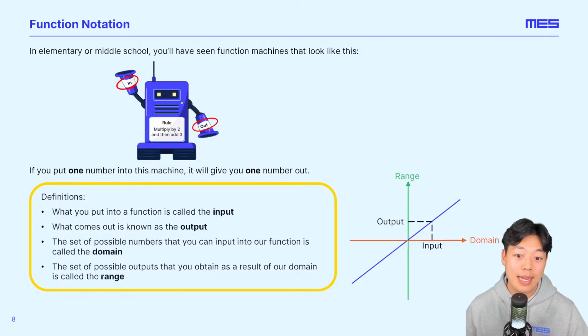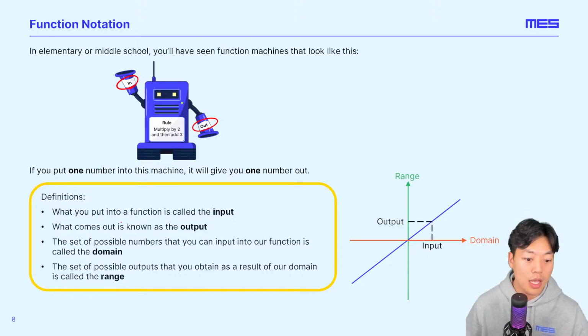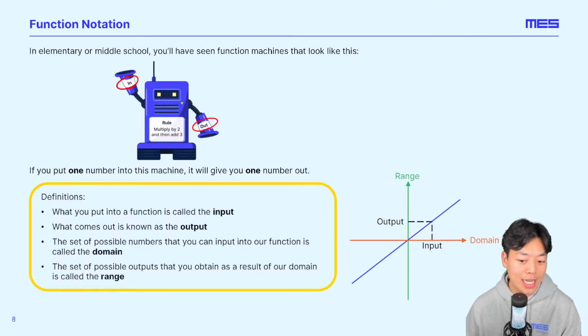So input and output. Definitions. What you put into a function is called the input. What comes out is known as the output. The set of possible numbers that you can input into our function is called the domain. The set of possible outputs that you obtain as a result of our domain is called the range.